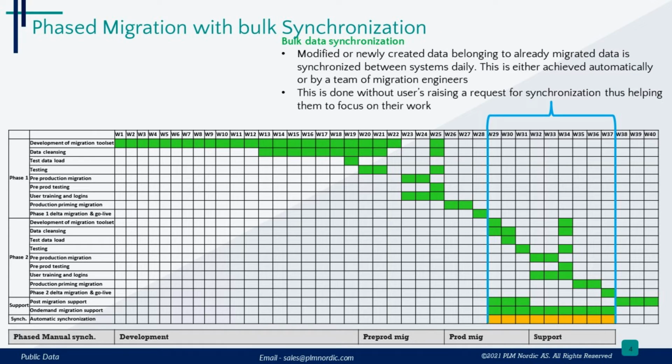In the bulk data synchronization stage, data that has been changed or newly generated and belongs to the data already migrated is synchronized daily between systems. This synchronization occurs either automatically or is managed by a team of migration engineers. Importantly, this process is carried out without requiring users to request synchronization, allowing them to concentrate on their work without interruption.